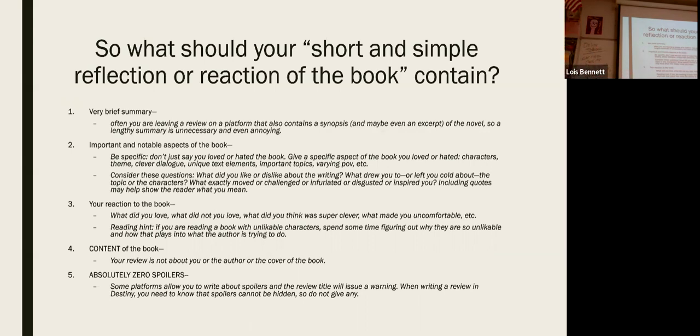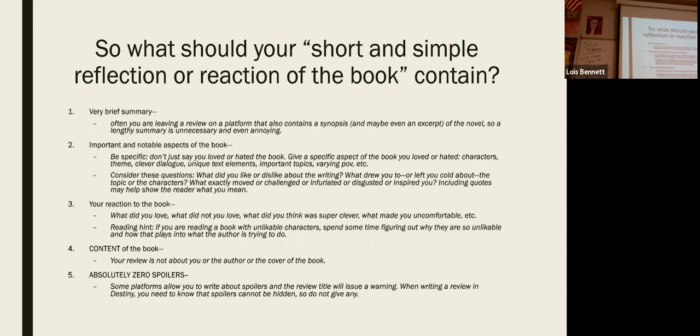Okay, so a few things that I want to tell you that you need to make sure you include in your book review. First, a very brief summary, okay? Posting your review on Destiny, you've seen on there that when you pull up a book, you get a pretty good synopsis of the book, right? And some platforms even give you an excerpt of the book. So if you go onto a platform to leave a review and you leave this paragraph upon paragraph summary of the book, nobody's going to read your review. They don't care. They know what the book is about. That's why they're seeing what people say about it to see if they want to give their time to it. Okay. So very short, brief summary of what you've read.